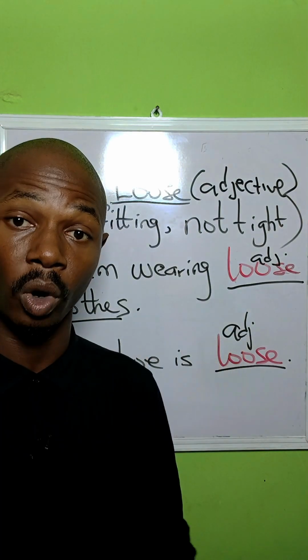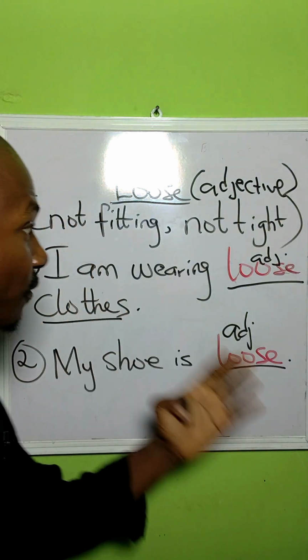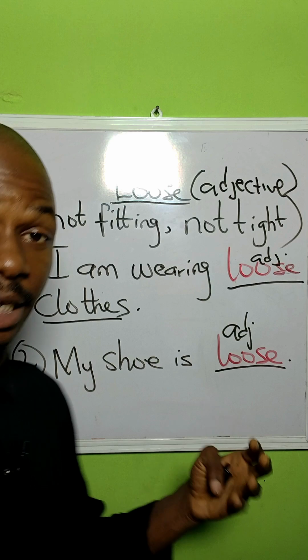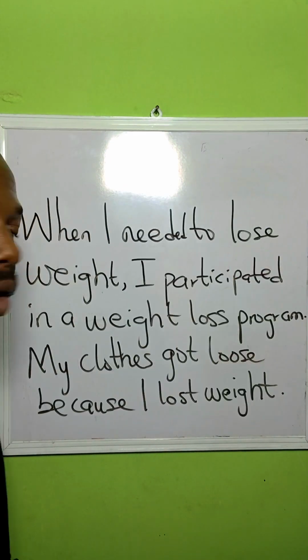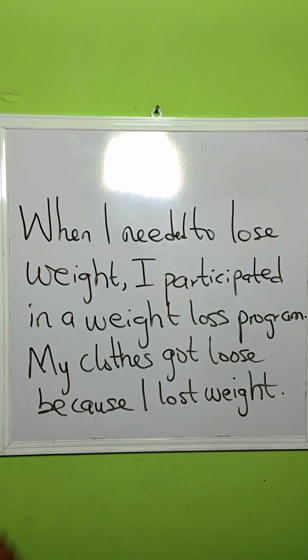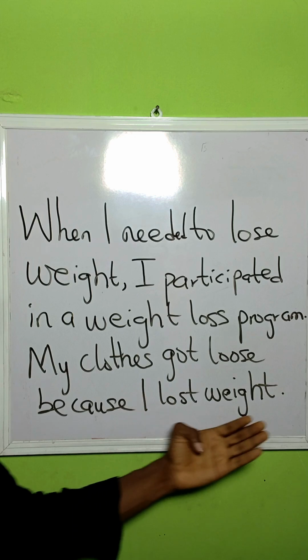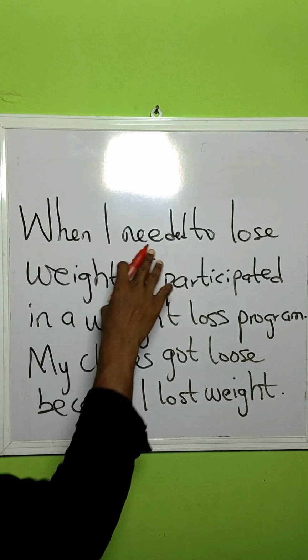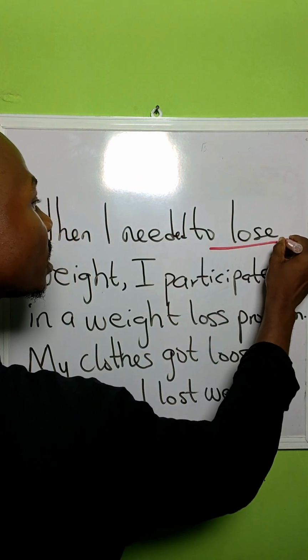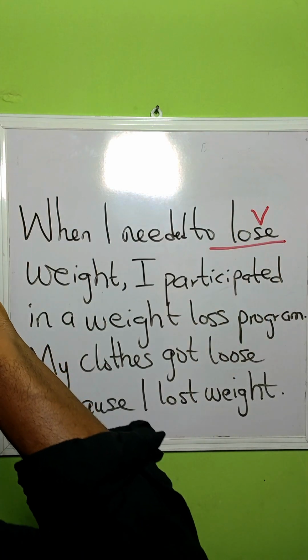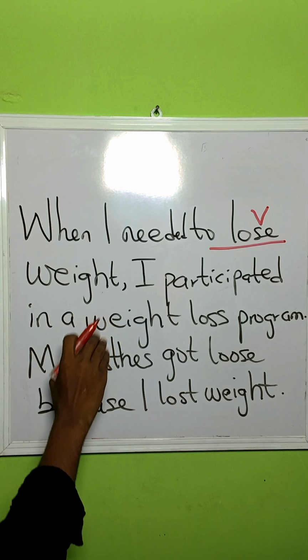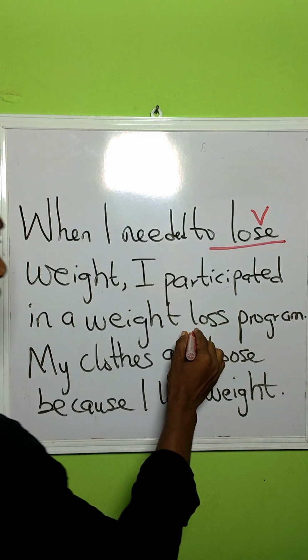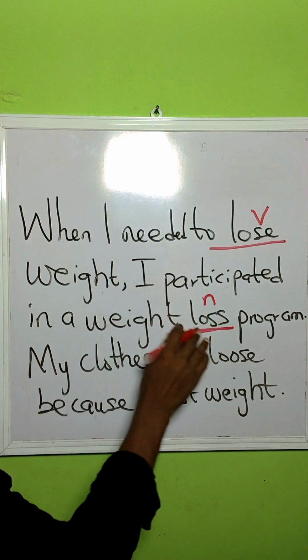I'm going to give you one last sentence. We're going to use that sentence to identify these words so you can understand better. When I needed to lose weight, I participated in a weight loss program. My clothes got loose because I lost weight. Now let's see the verbs and the adjectives. When I needed to lose weight, lose here is the verb, the base form of the verb to lose. I participated in a weight loss program: loss here is a noun.